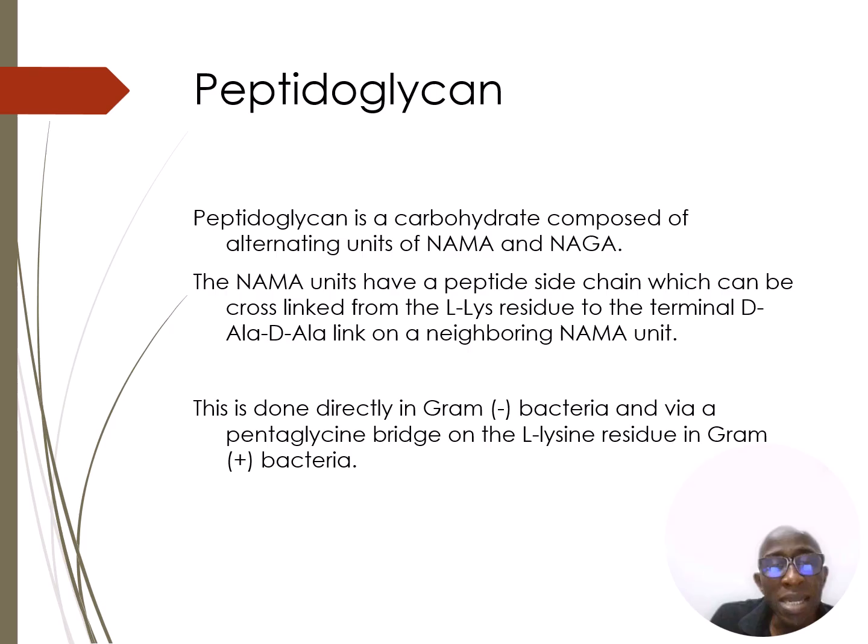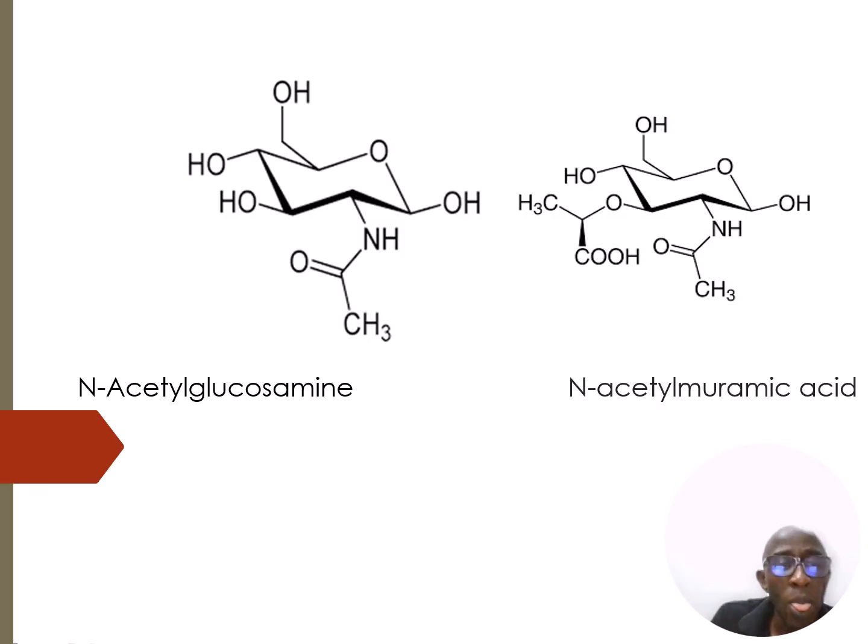But this L-lysine is mostly in the gram positive. In the gram negative, you have the meso-diaminopimelic acid. It replaces this. So this is the structure of N-acetyl glucosamine. You look at this and look at this. If you hydrolyze off the acetic acid moiety here, then you have back the glucosamine. Every other thing is the same.